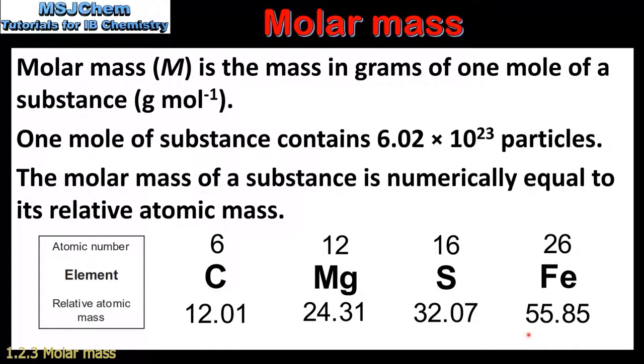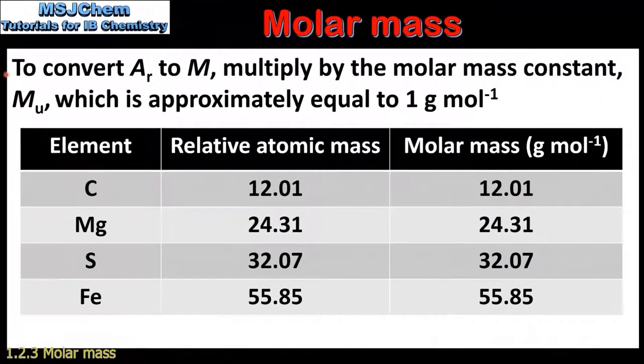One difference is that relative atomic mass is dimensionless, in that it has no units, whereas molar mass has units of grams per mole. So in the next slide, we look at how to convert from relative atomic mass to molar mass. To convert from relative atomic mass to molar mass, multiply by the molar mass constant, which is approximately equal to 1 gram per mole.